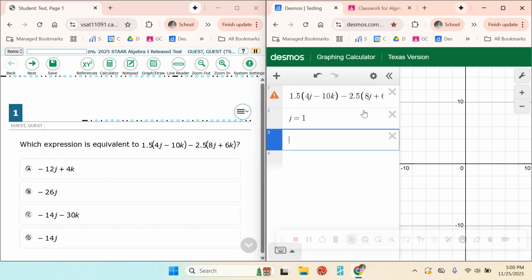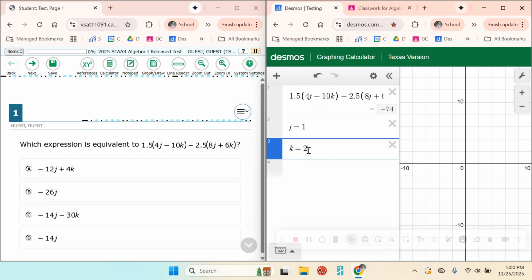Okay, still nothing, but that's because I have a second letter. Let's go to k, and that's my second letter, so I'm going to say k equals 2. Once I do that, look how this number pops up right here. Now, I've already said what j and k is, so we're just going to keep going. I'm going to try all these answers until I see a negative 74. So let's try the first one.